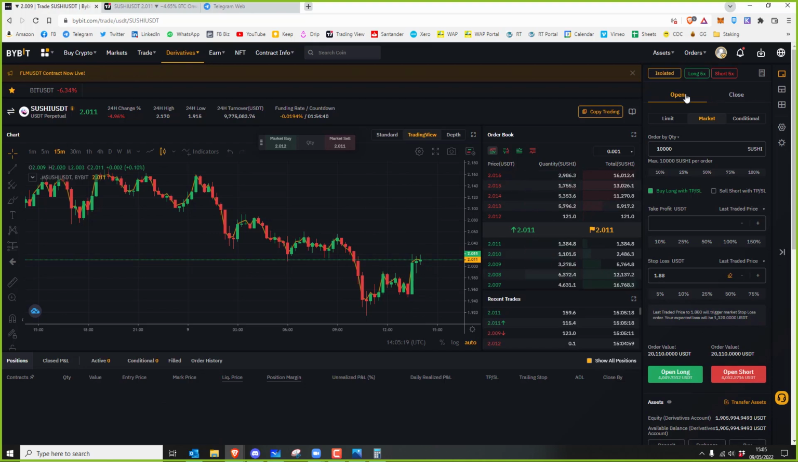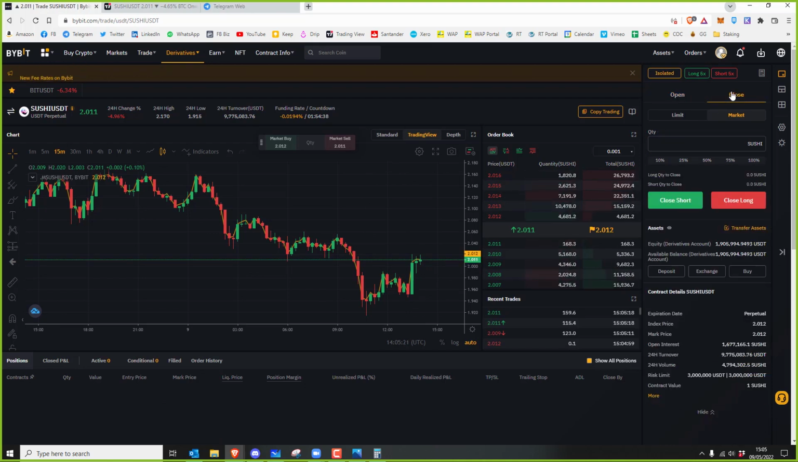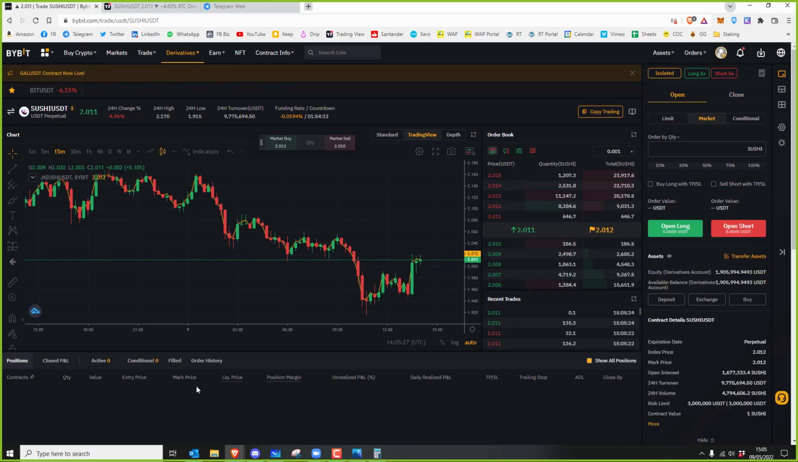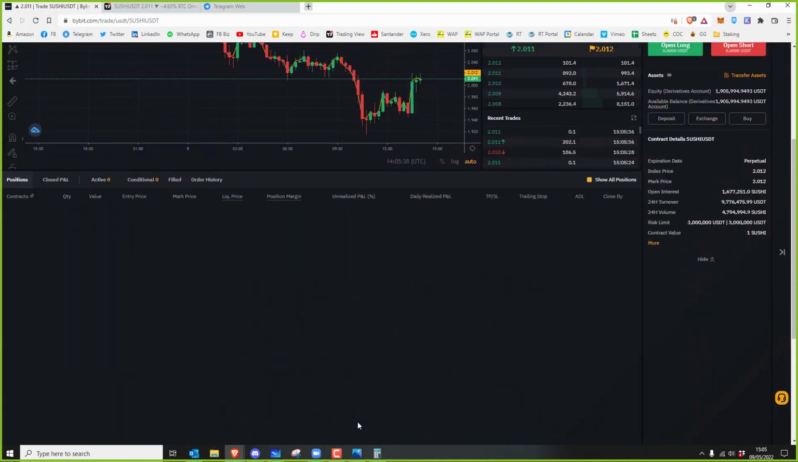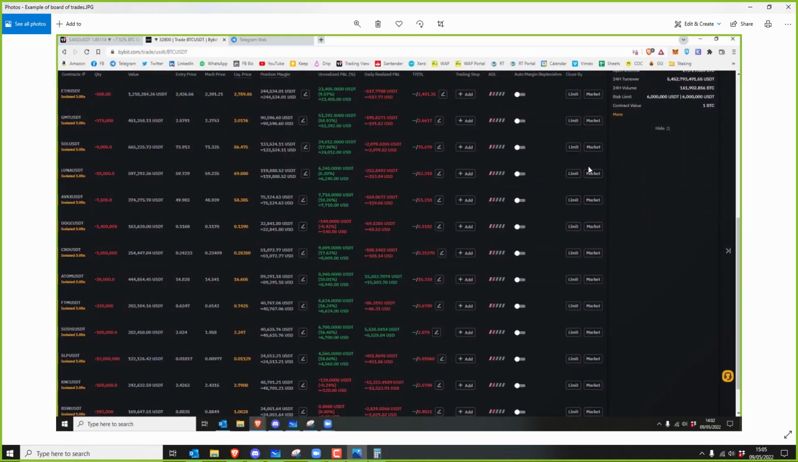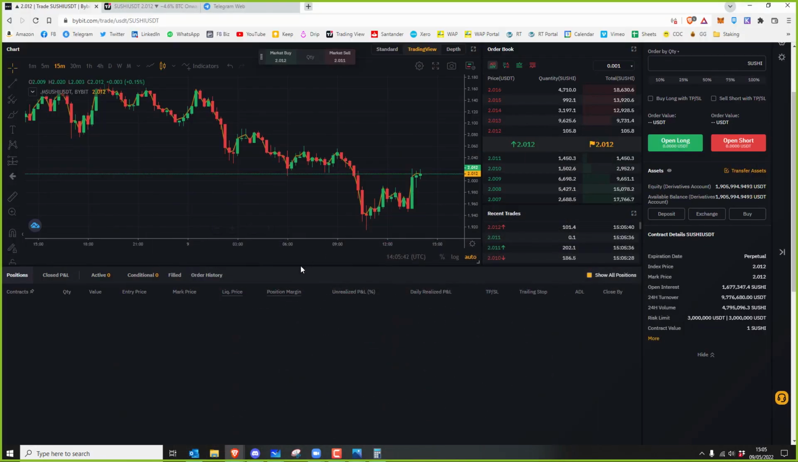So that's that. You can also close a position by clicking the close bit here, but if I'm going to close a position, I'll literally go to the trade. Let's say I want to close AVAX, I'll just click market and then close the trade. What else is there? Am I missing anything on this trade? Nope.